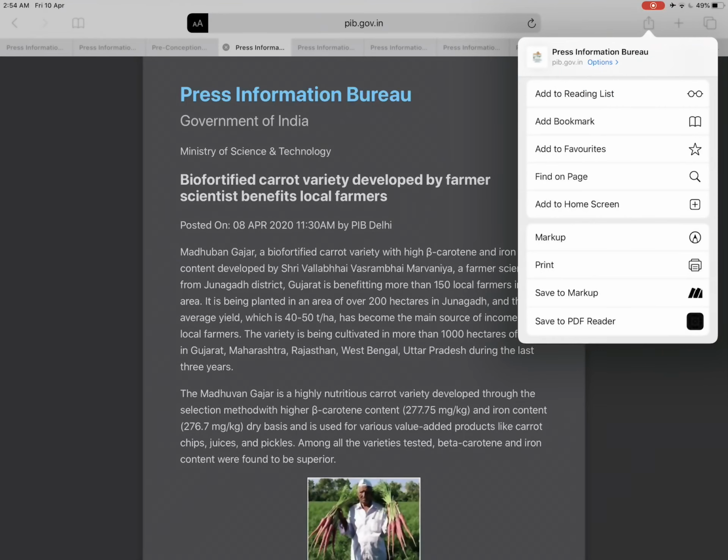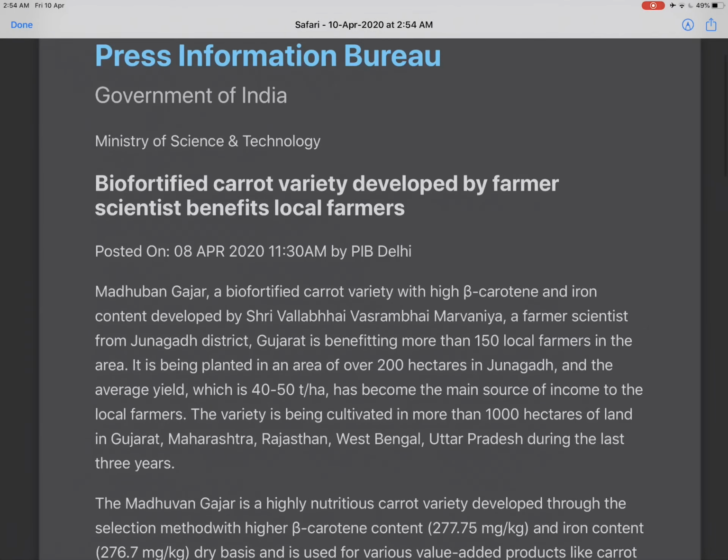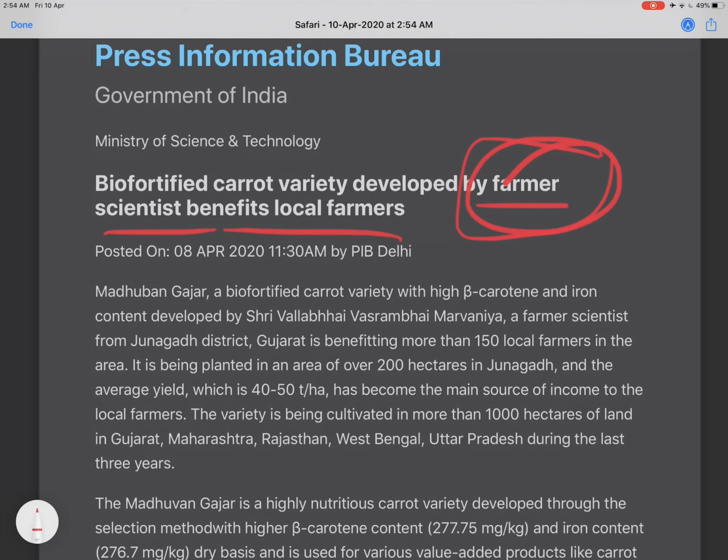So in these 3 days of PIB, we have something good news to cover. So what is it? This is a biofortified carrot variety developed by farmer scientists that benefits the local farmers. Now look at this. This is not developed by some DST, Department of Science and Technology, or any government institution. No. Rather, it has been developed by a farmer scientist. Of course, since a farmer has developed it, we are calling him a scientist, but otherwise he's just a farmer. That's a really good thing.